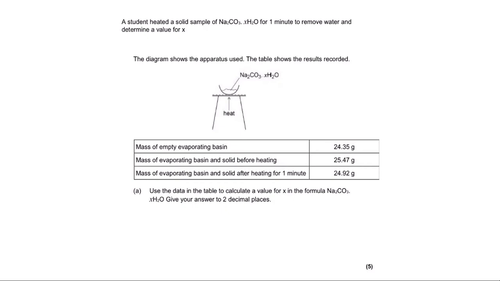A student heated a solid sample of Na2CO3·XH2O, yeah, for 1 minute to remove water and determine a value for X. So it's hydrated and he wants to evaporate that water, yeah? The diagram shows the apparatus used here. The table shows the results recorded here. Mass of empty evaporating basin is that much. Mass of evaporating basin and solid before heating, so the hydrated version, is 25.47, and then the dehydrated, after evaporating, is 24.92. So use the values in the table to calculate the value for X, yeah?